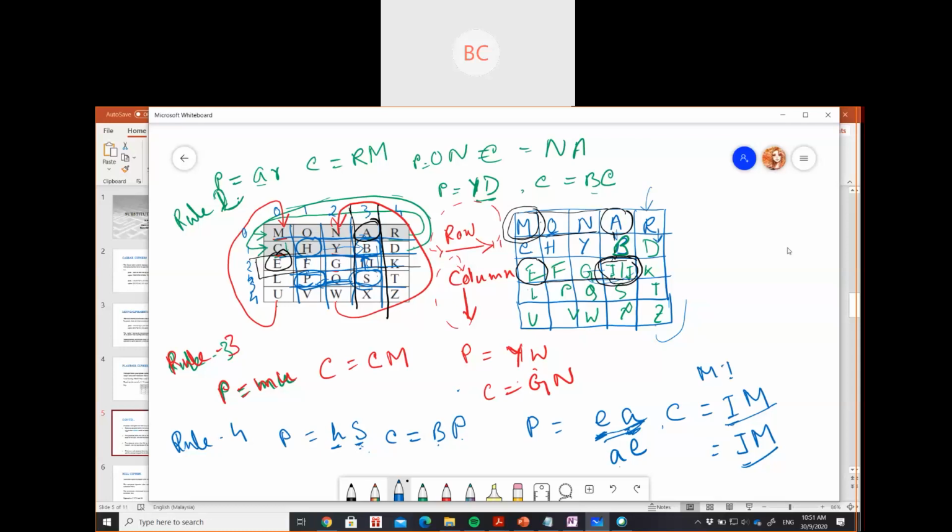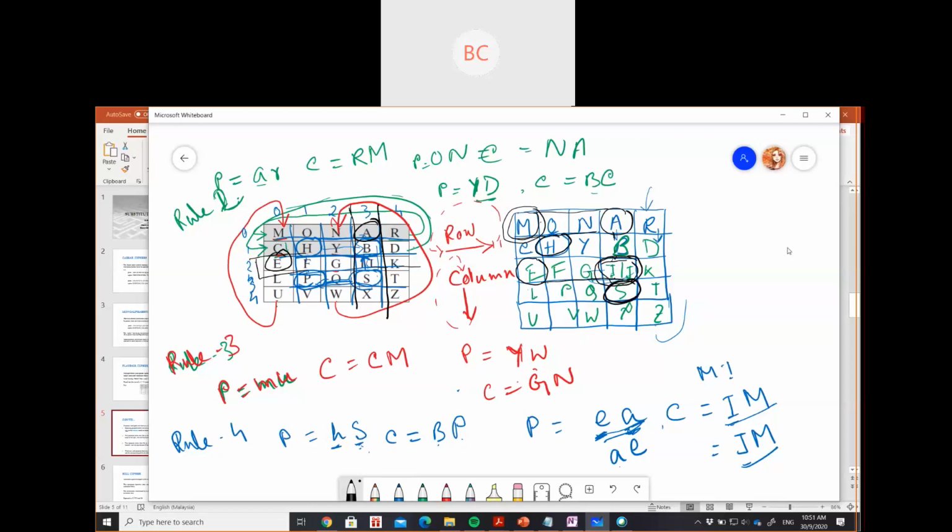If I write M first. In this case, what happened? HS. Okay, H is your plain text. Correct. H is your plain text and S. Where is your S? This is your S.